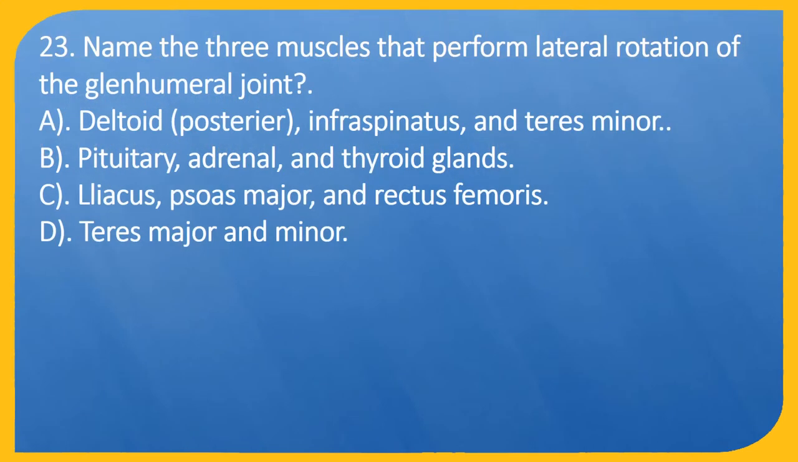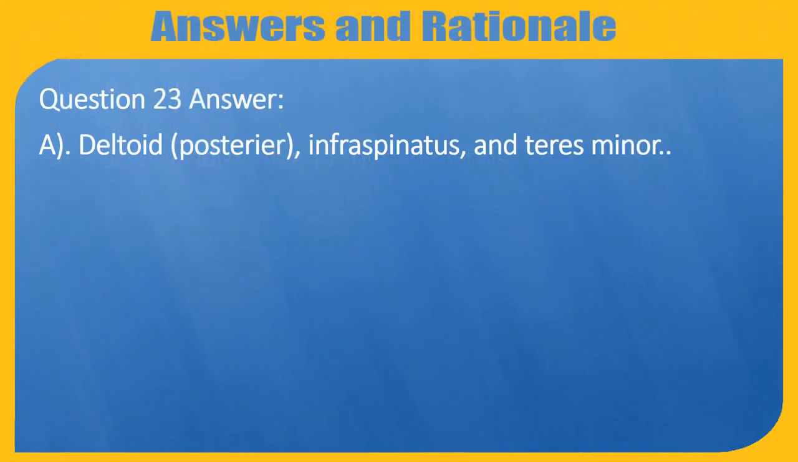Question 23. Name the three muscles that perform lateral rotation of the glenohumeral joint. A. Deltoid posterior, infraspinatus, and teres minor. B. Pituitary, adrenal, and thyroid glands. C. Iliacus, psoas major, and rectus femoris. D. Teres major and minor. Question 23. Answer. A. Deltoid posterior, infraspinatus, and teres minor.